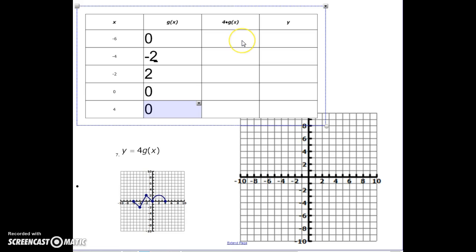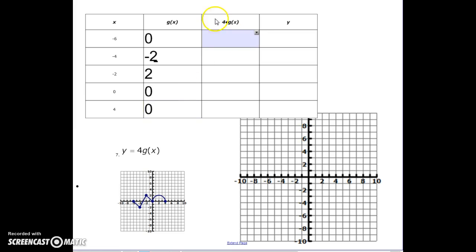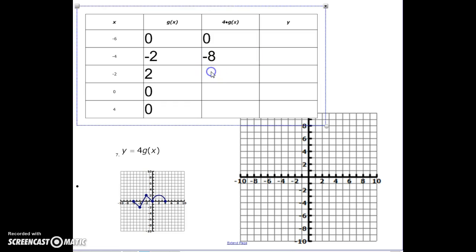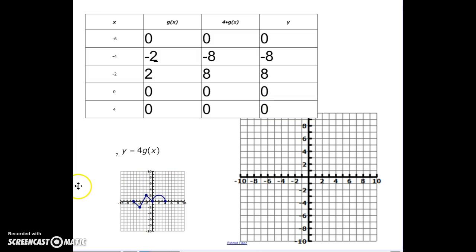Number 7, multiplying by 4. So we're multiplying our function by 4, multiplying our output by 4. These will match the y's. So I multiplied my output by 4, graphing the same x value with the new y value. And I have expanded vertically. So multiplying by a coefficient larger than 1 expands it vertically. Remember, everything's always the opposite for the x's and the y's.